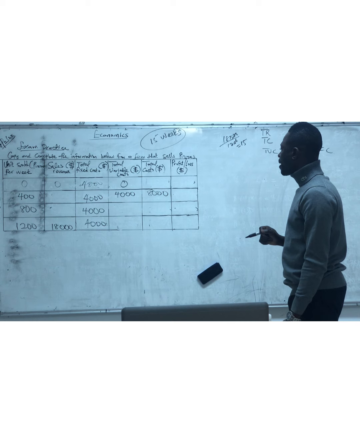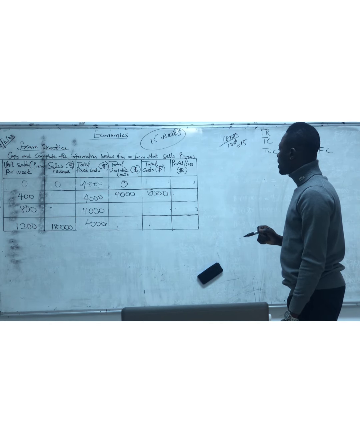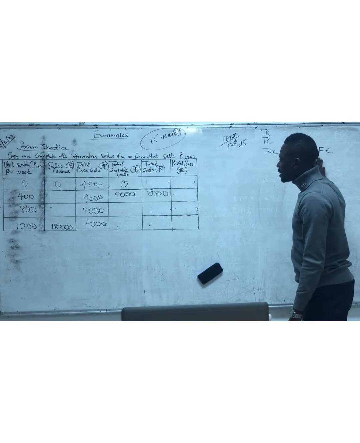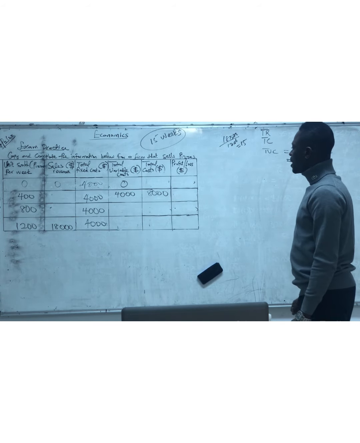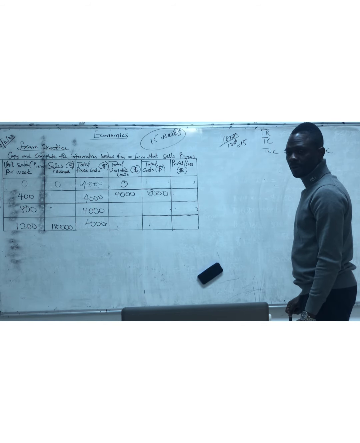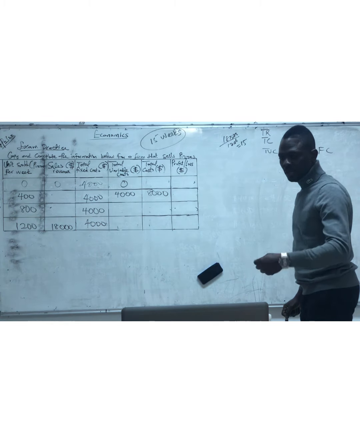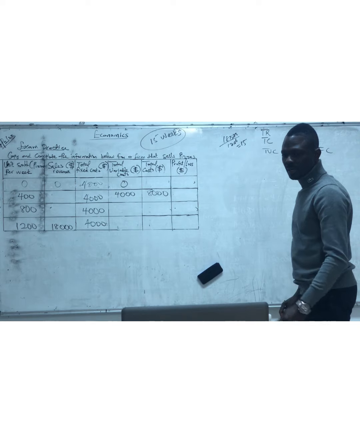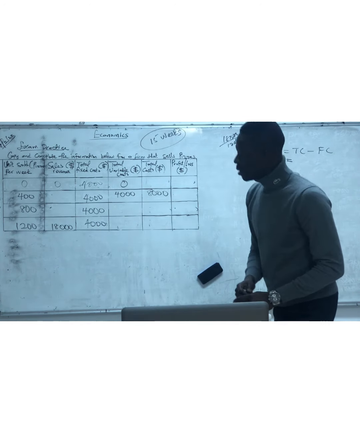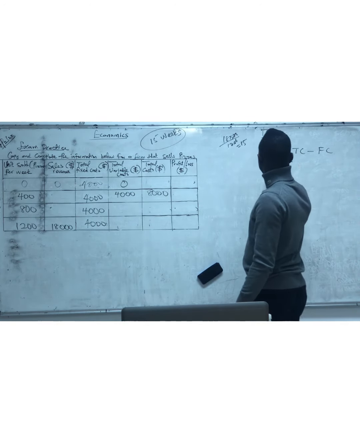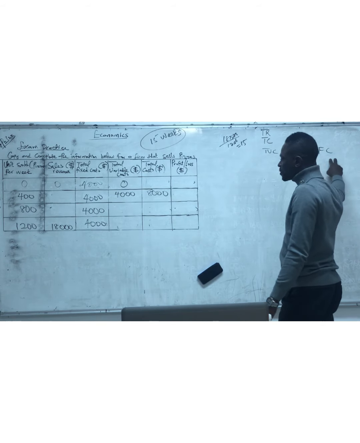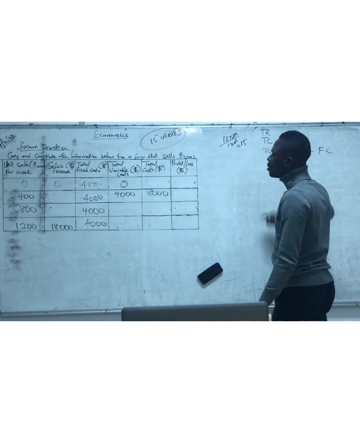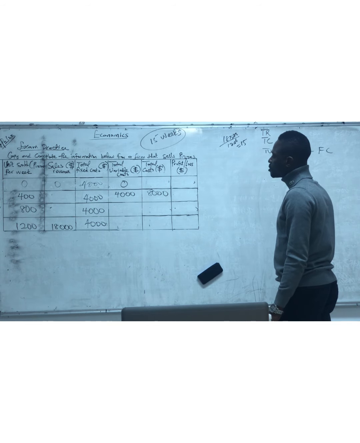Let's see. How can we get it again? Well, this is the first way to get it: TC minus FC. Okay? How can we get it again? Yeah, we continue. I'm going to send a new link. So, this is TVC. TC minus FC gives you TVC. So, that's okay. Let's see what else we need to know.